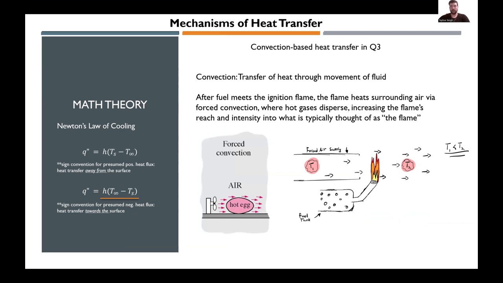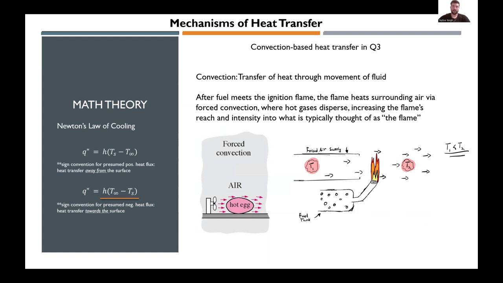In regards to convection, convection occurs in the third stage of the system. Convection is the transfer of heat through the movement of fluids. So as the fuel meets the ignition flame, the flame then surrounds the air because of the forced convection. Here now we have hot gases being dispersed. It's increasing the flame's reach and intensity, and this is typically what we see as the flame.